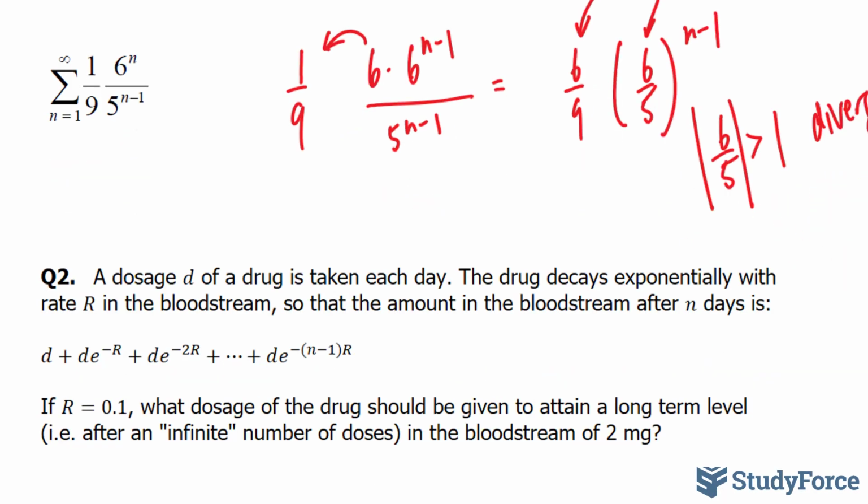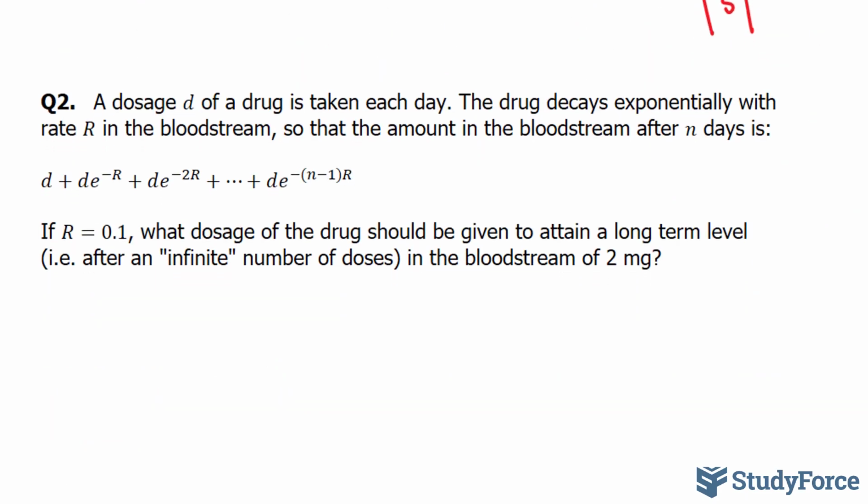In question number 2, we're told that a dosage d of a drug is taken each day. The drug decays exponentially with a rate r in the bloodstream so that the amount in the bloodstream after n days is defined by this series. If r is equal to 0.1, what dosage of the drug should be given to attain a long-term level, in other words, after an infinite number of doses, in the bloodstream of 2 milligrams? This question is slightly more complicated than those we saw in question 1. What we do is we focus on this part, and as you can tell from here, this is equal to our a.